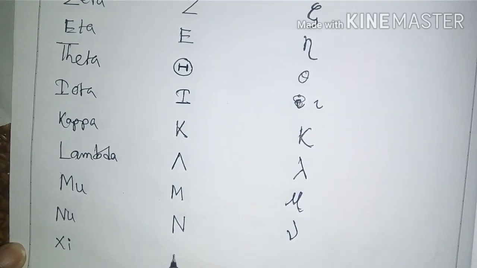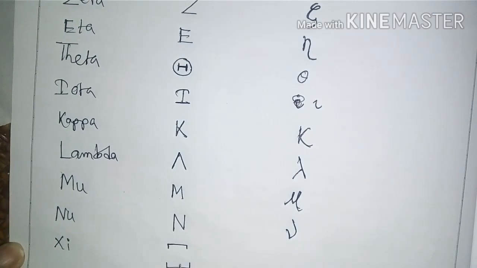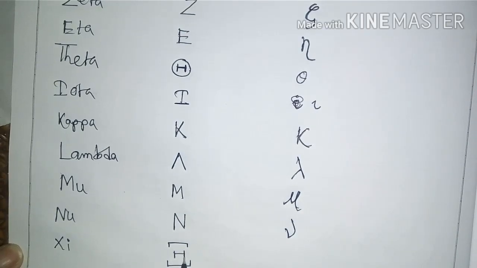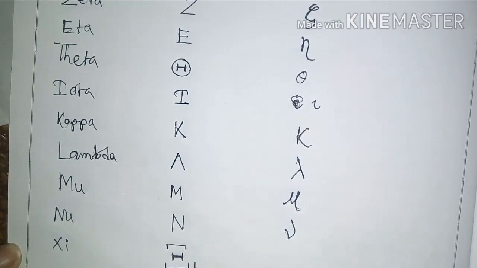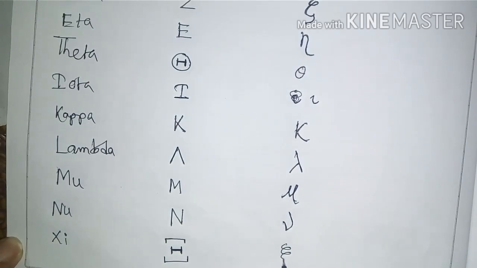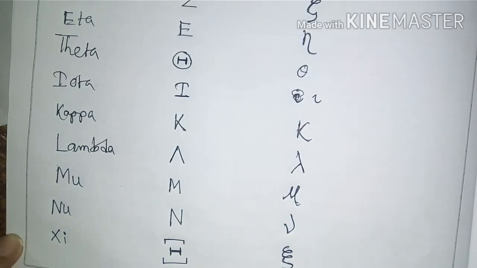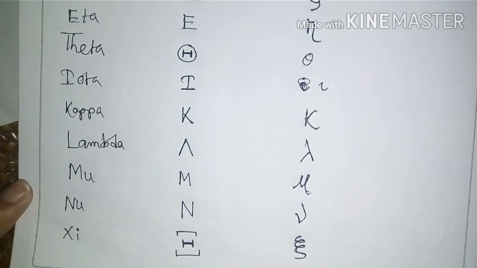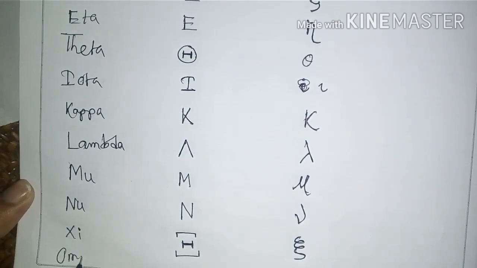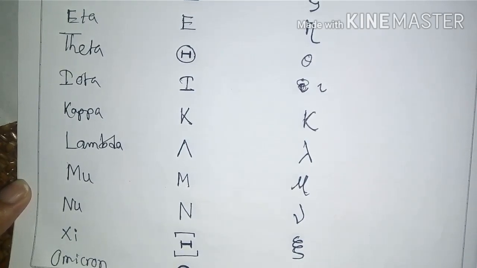Xi. You can write it like this. This is the capital, and the small letter is like this. This one is xi. Next is omicron. O, this is the small o. This is omicron. Understood? Next, pi.